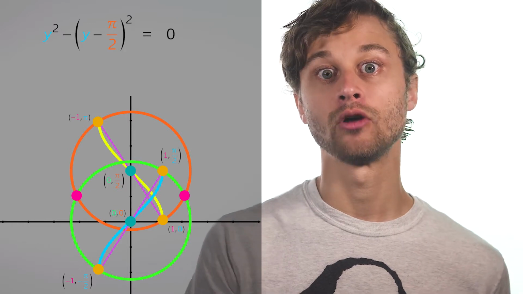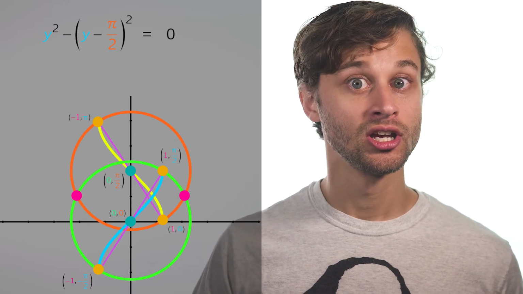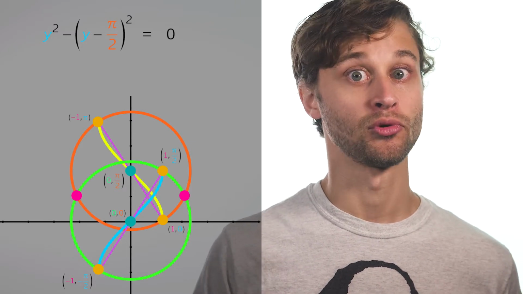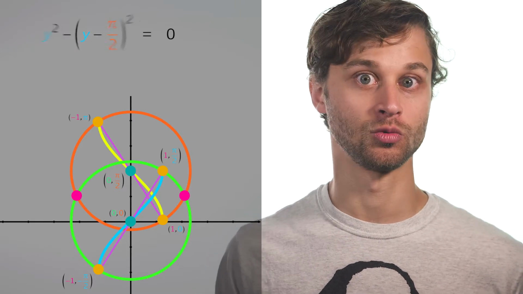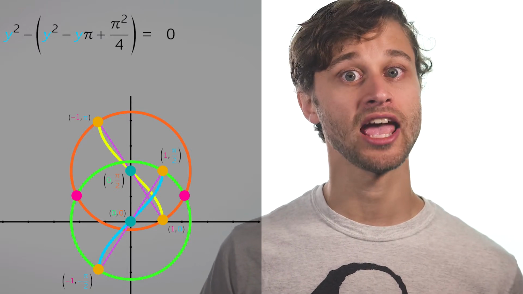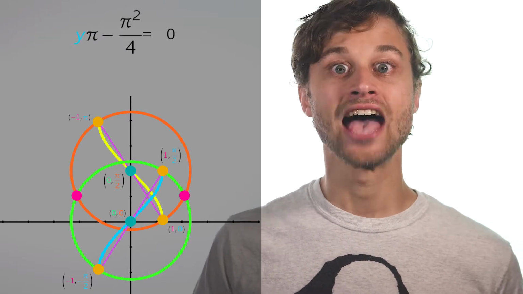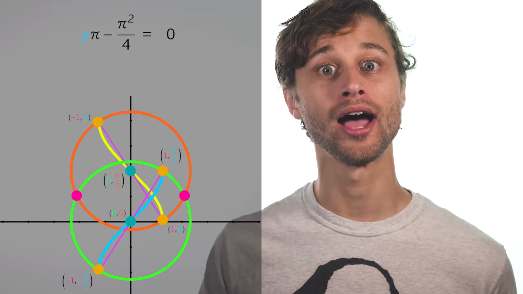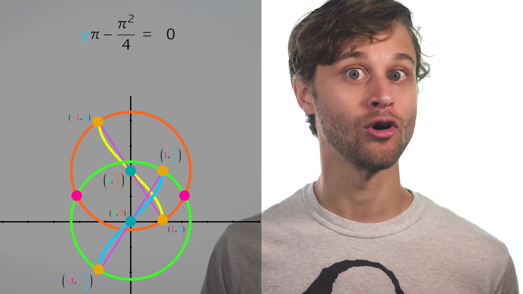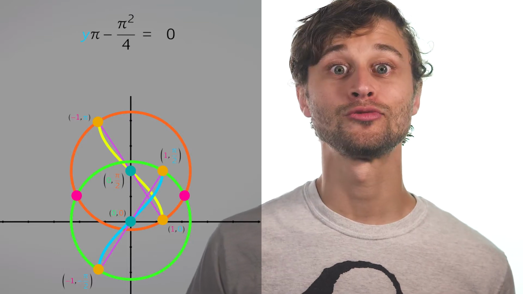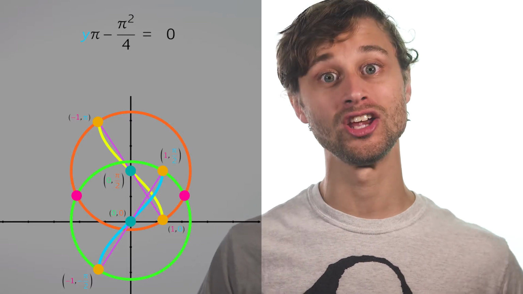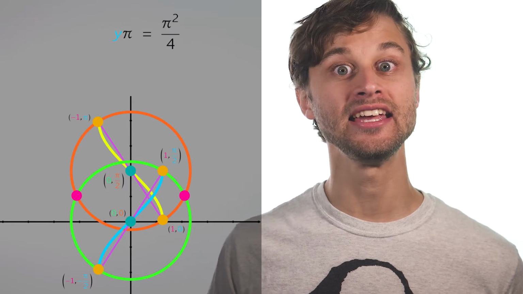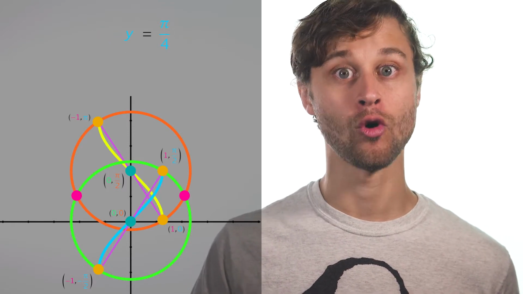That means we now need to expand the right-hand side of this equation. We need to FOIL the stuff in parentheses. When we do that, we get this result. Now I'm going to combine like terms, and we get this result. As you can see, the y squared terms cancel out, and I'm left with pi y minus pi squared over 4 is equal to 0. Now that's pretty straightforward. That's just a linear equation in y. So solving for y, I get that y is equal to pi over 4.